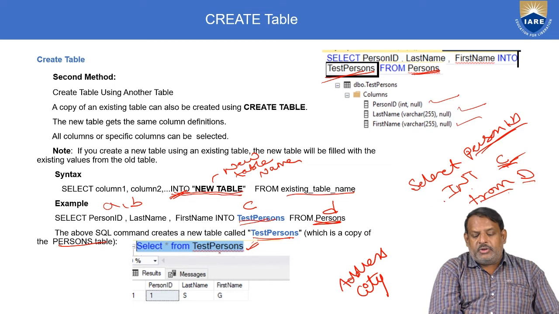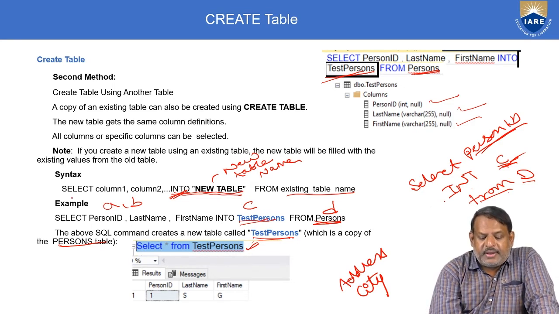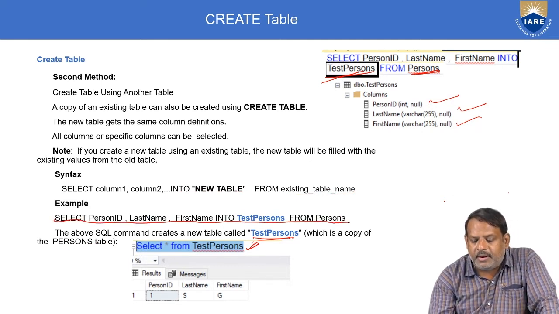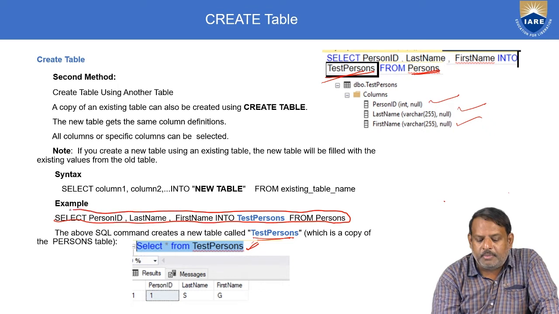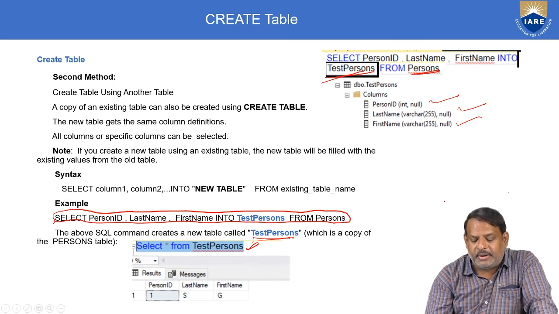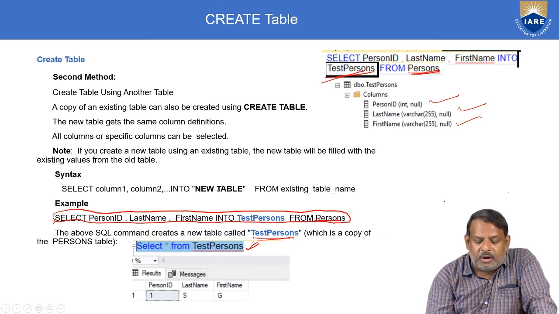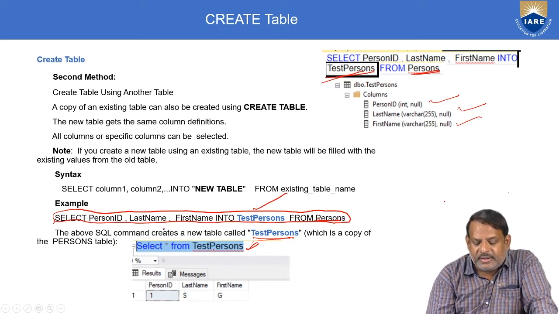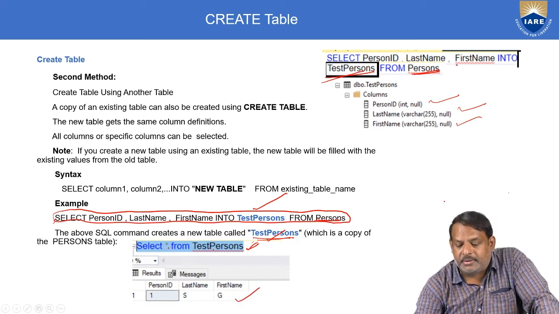After the table is created with this syntax, the data is copied. So select person ID, last name, first name into test persons from persons. Now from the persons table, 3 columns of data are copied to the new table called test persons. When you say select star from test persons, star means all columns from the table name, so I will get all the data available in the table.